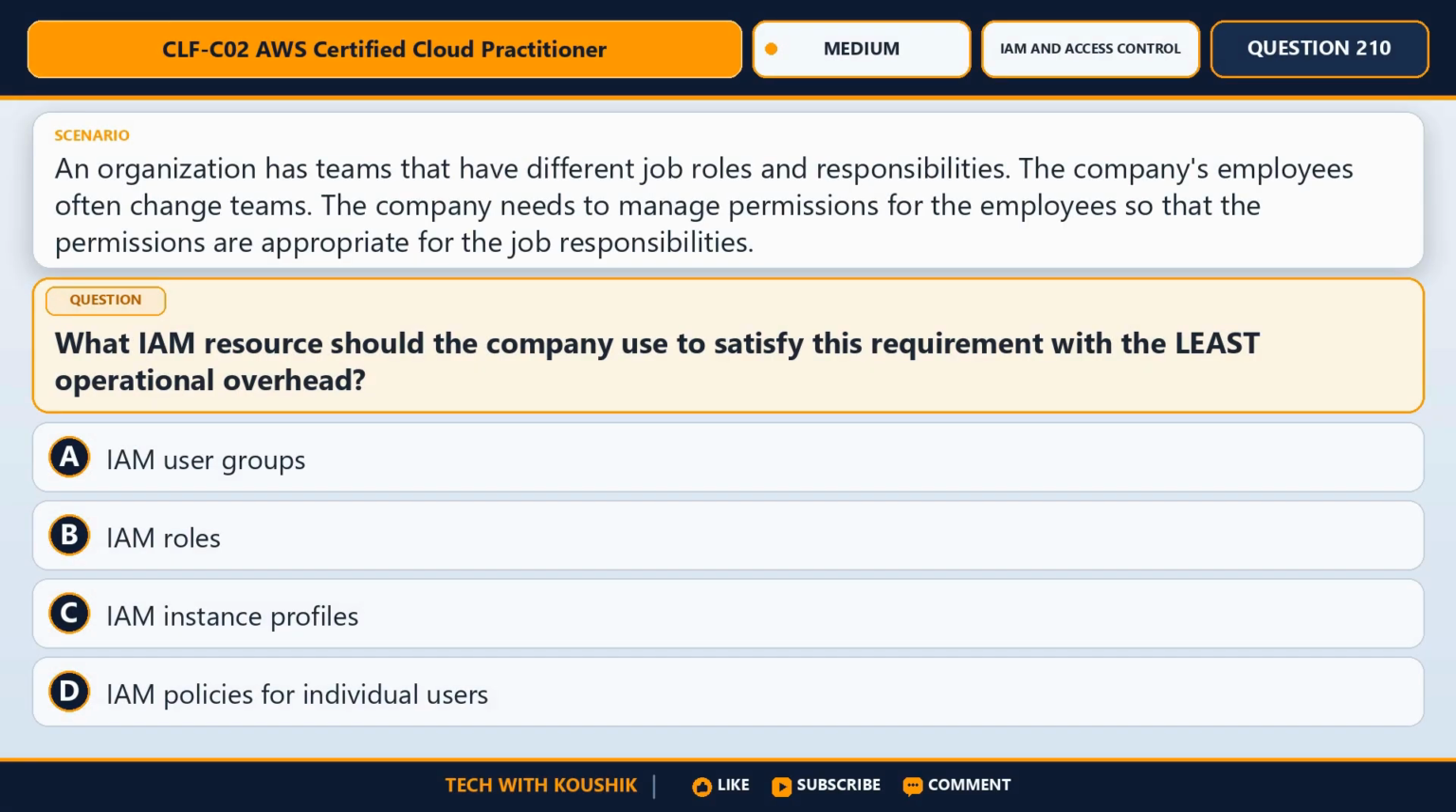Question number 210. An organization has teams that have different job roles and responsibilities. The company's employees often change teams. The company needs to manage permissions for the employees so that the permissions are appropriate for the job responsibilities. What IAM resource should the company use to satisfy this requirement with the least operational overhead? Option A. IAM user groups. Option B. IAM roles. Option C. IAM instance profiles. Option D. IAM policies for individual users.